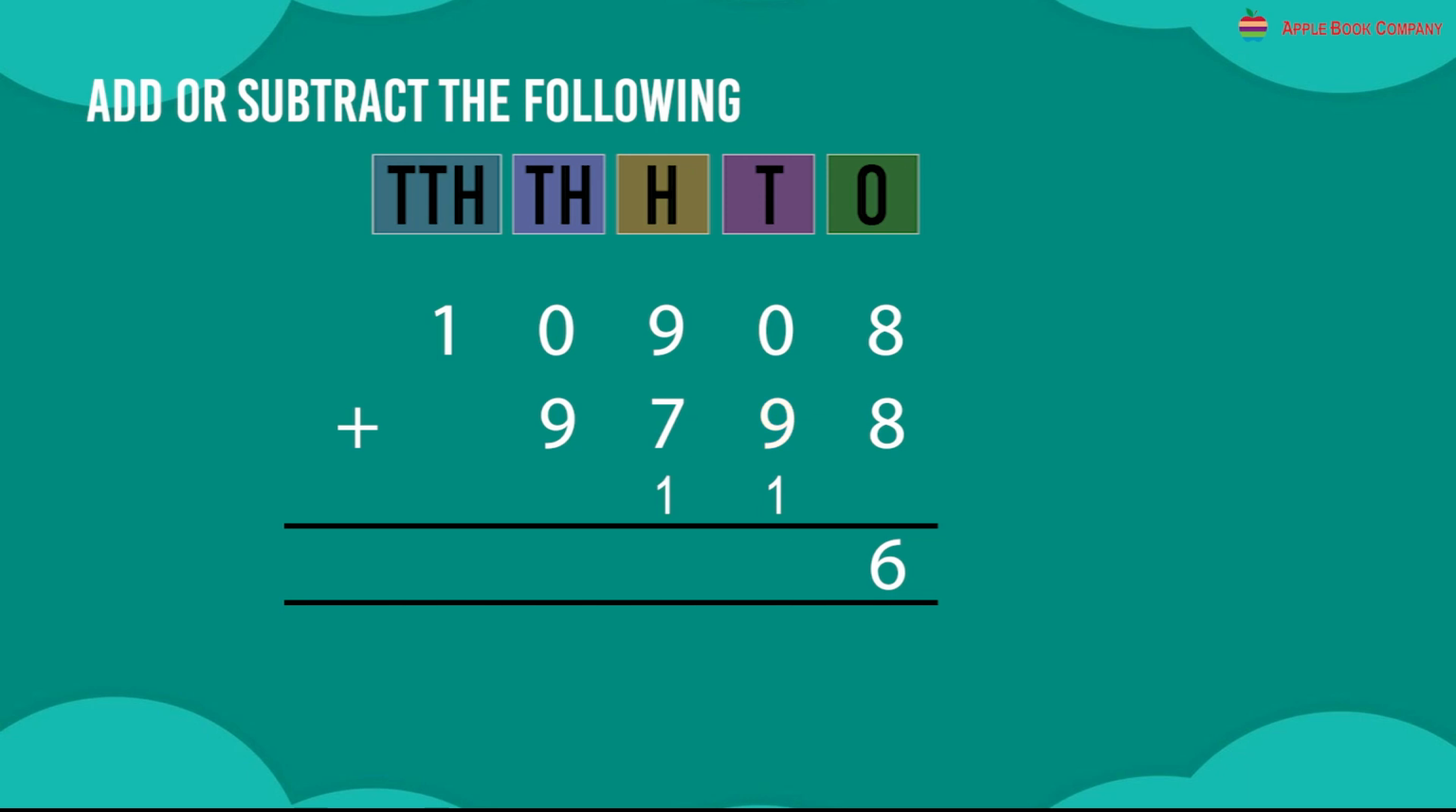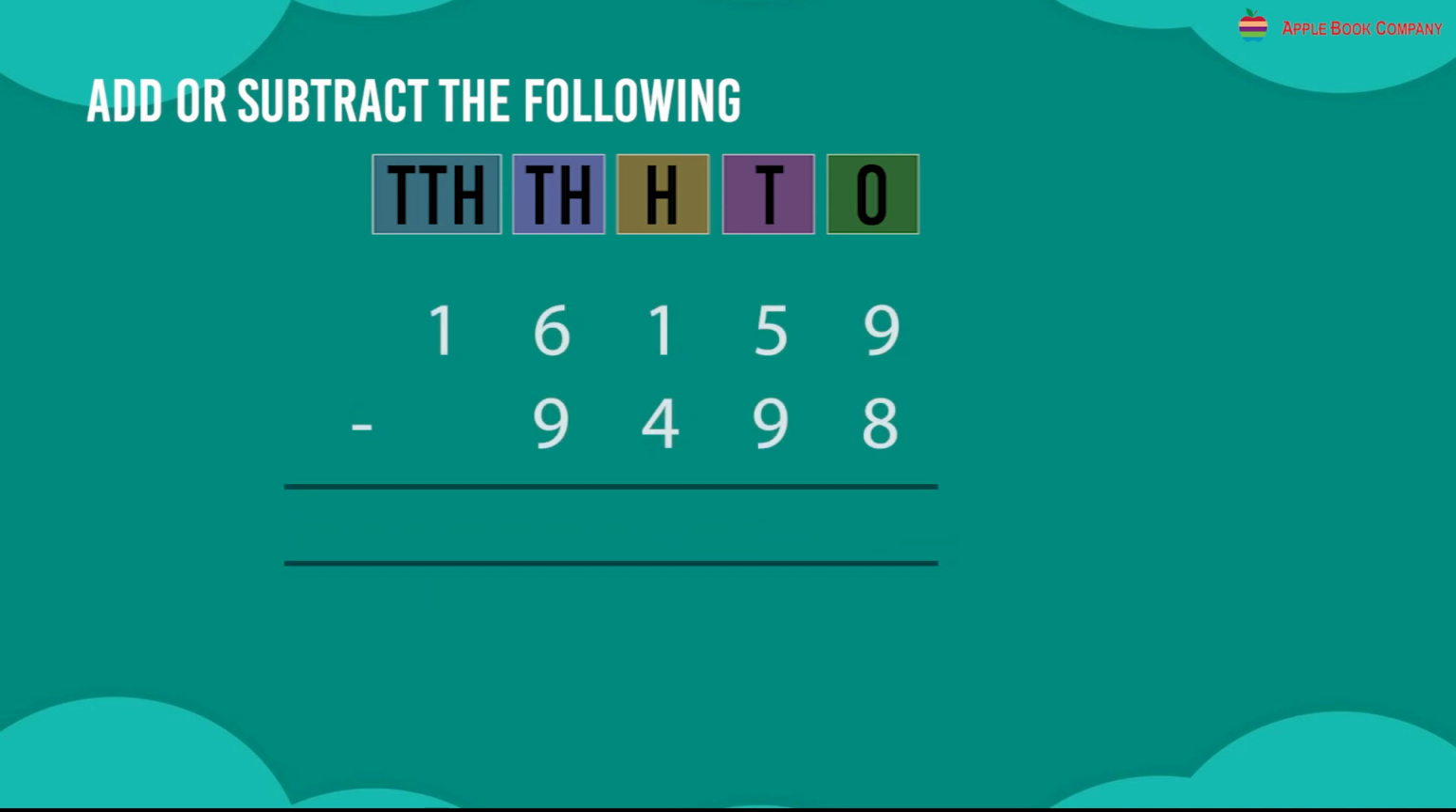The next number: 8 plus 8 is 16. 1 plus 9 is 10. 1 plus 9 plus 7 is 17. 1 plus 9 is 10. 1 plus 1 is 2. The total is 20,706.